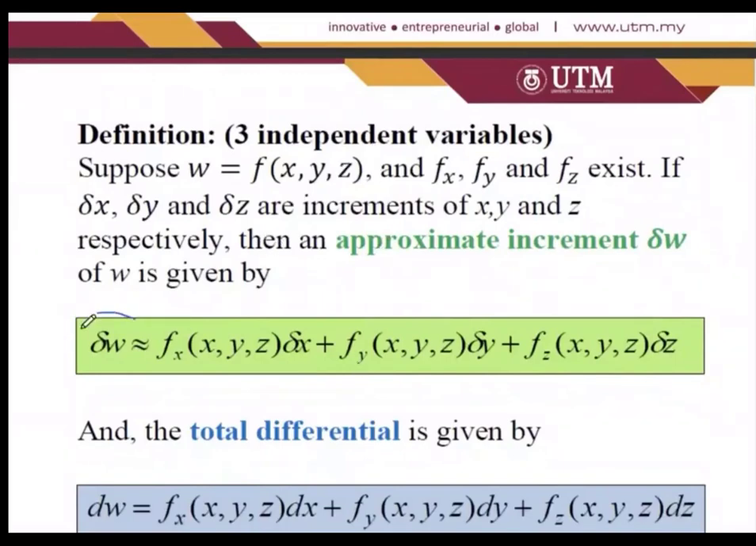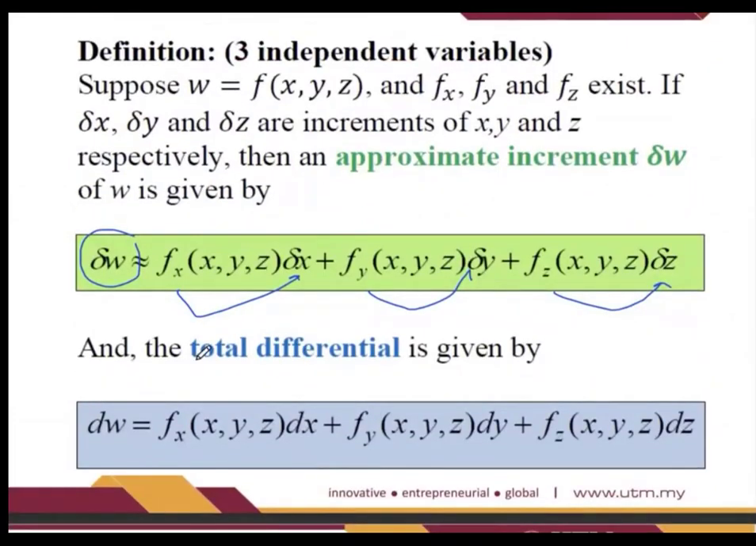Let's say you have dv. So dv is fx dx, plus fy dy, and then plus fz dz. You can remember this. This formula is not given in a test or exam, so you have to remember it. The total differential is dv equals fx dx plus fy dy plus fz dz.